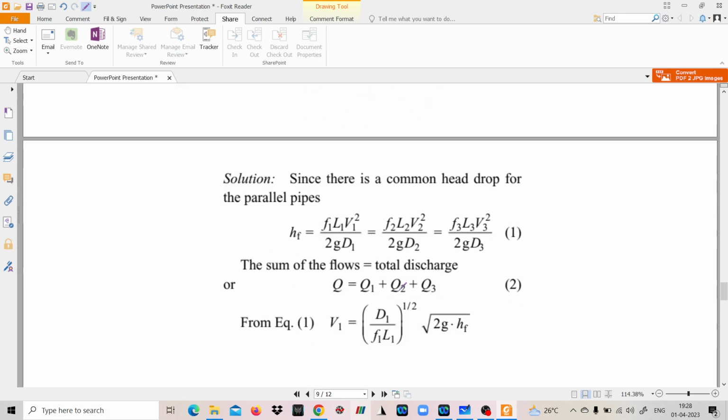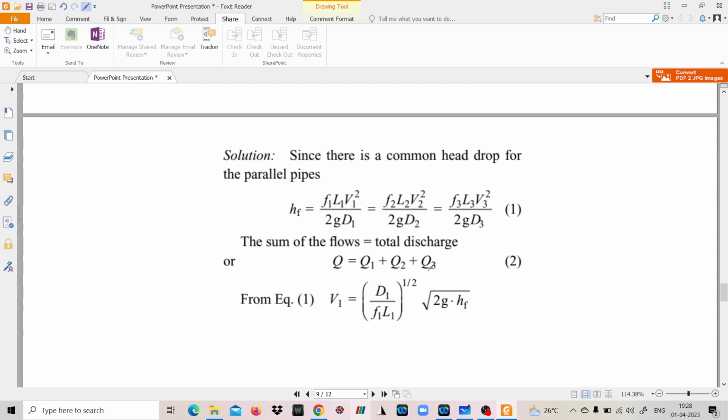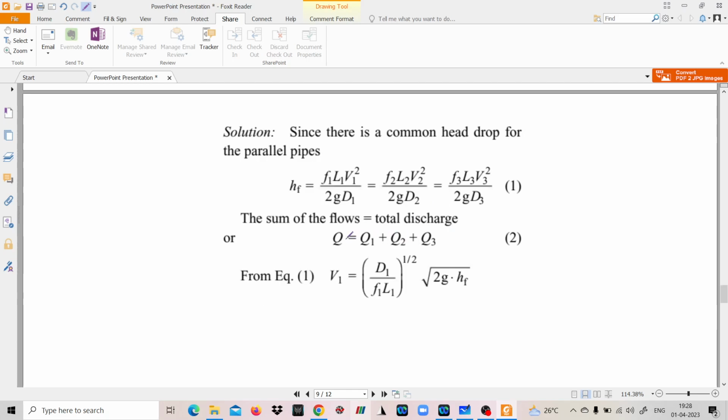So what is the basic idea? Since there is a common head drop for all the three pipes, or for pipes in parallel, the major head loss will remain the same. So F1 L1 V1 square by twice G D1 equals F2 L2 V2 square by twice G D2 equals F3 L3 V3 square by twice G D3. The sum of the flows is the total discharge, that is Q is equal to Q1 plus Q2 plus Q3.